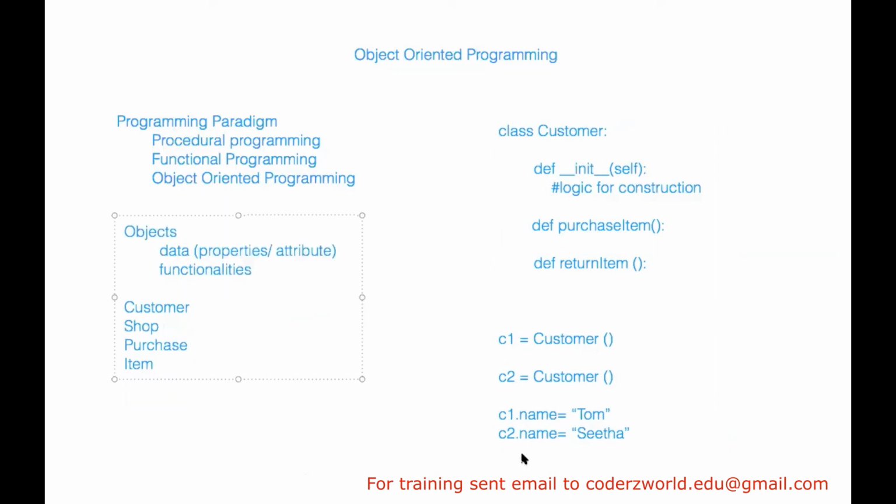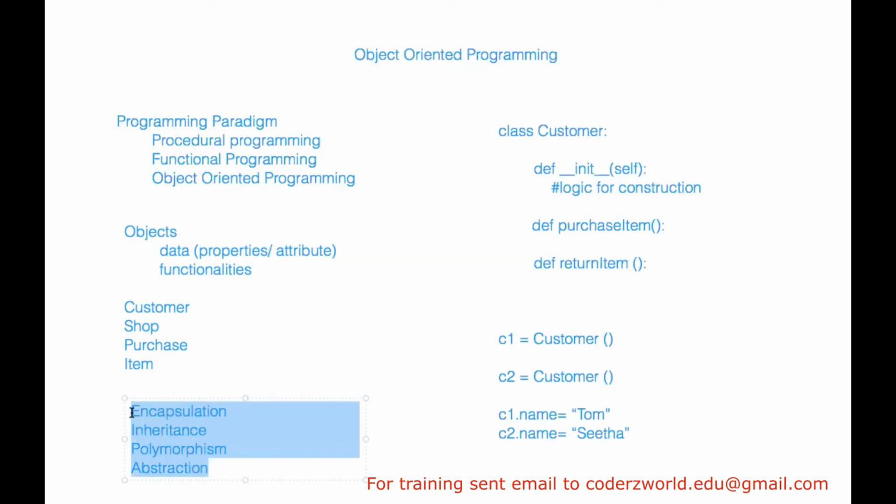While developing an object-oriented programming system, we have to be aware of some important concepts in object-oriented programming. That is, what is encapsulation, what is inheritance, what is polymorphism, and what is abstraction. These are the concepts behind object-oriented programming systems. We'll be discussing these through programs in upcoming sessions.